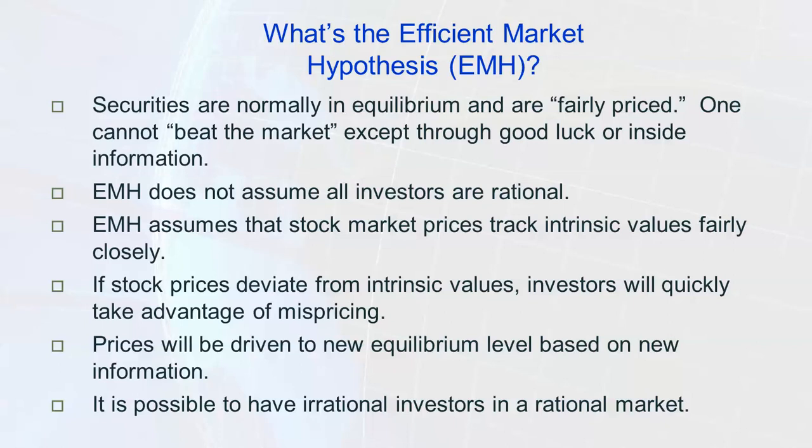As I explained earlier, if it's undervalued there is buying pressure, and if it's overvalued there is selling pressure. So in equilibrium, the price of the stock is going to be the same as the intrinsic value. Prices will be driven to a new equilibrium level based on new information. It is possible to have irrational investors in a rational market.